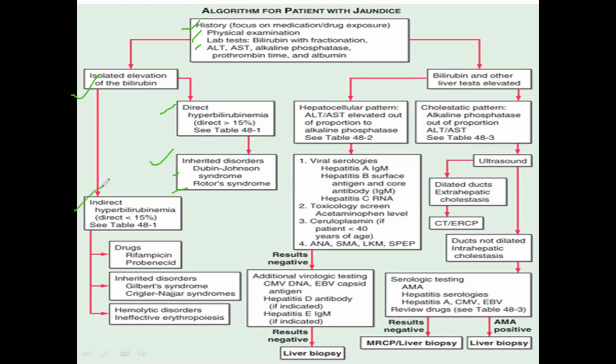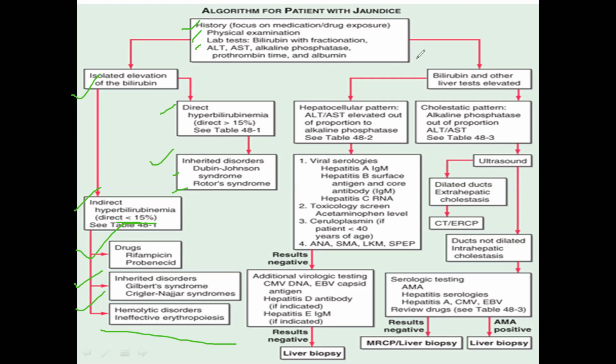But if indirect bilirubin is increased, that is indirect hyperbilirubinemia, in which the direct bilirubin is less than 50%, then drugs may be the cause for the jaundice, like rifampicin and probenecid that we already saw. Or it may be because of some inherited disorders like Gilbert syndrome and CN syndrome, that is Crigler-Najjar syndrome, or it may be because of some hemolytic disorder, that is ineffective erythropoiesis.